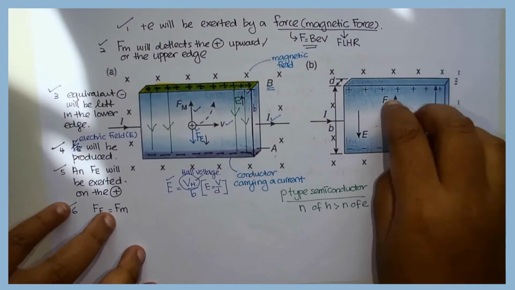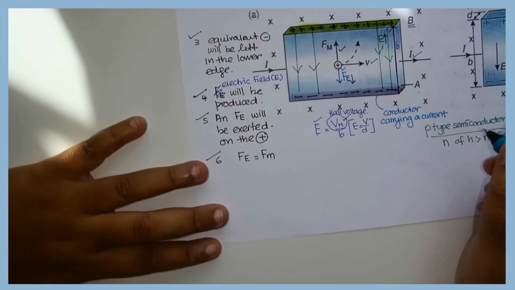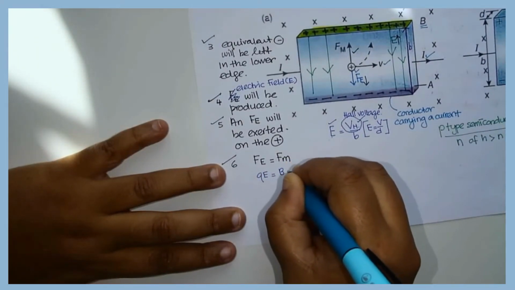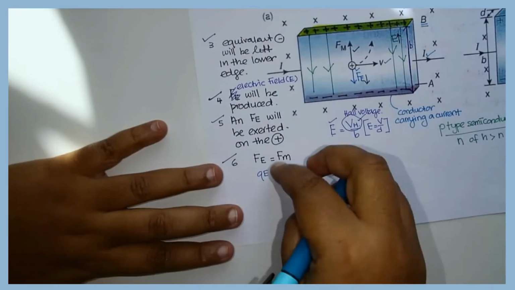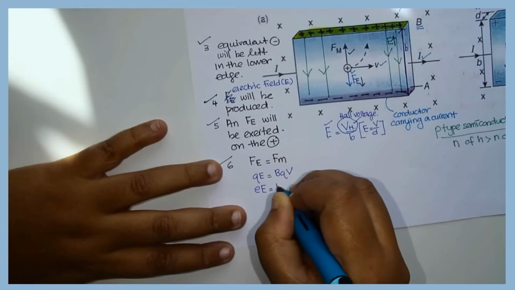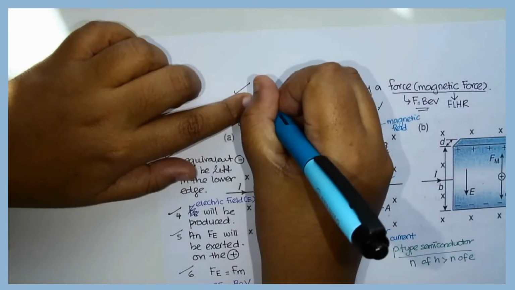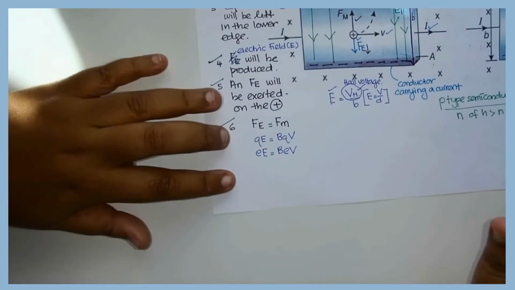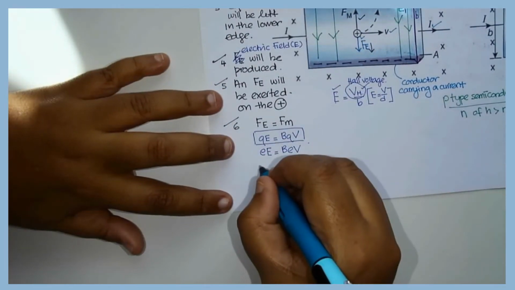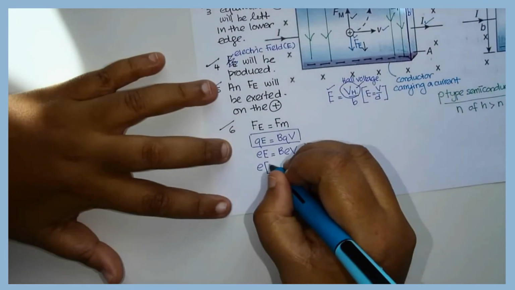And when Fe equals Fm, what will happen, class? When Fe equals Fm, Fe is qE, over qvB. Which I'm going to put here as positive E over B equals v. Why I put positive E is because I started with positive E here. All right, from this concept. So what is capital E? VH over b.